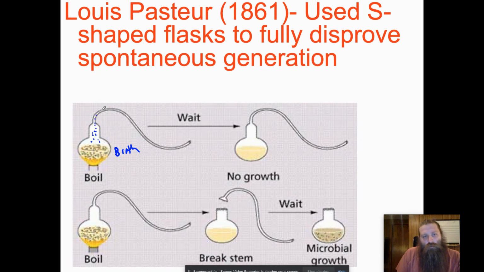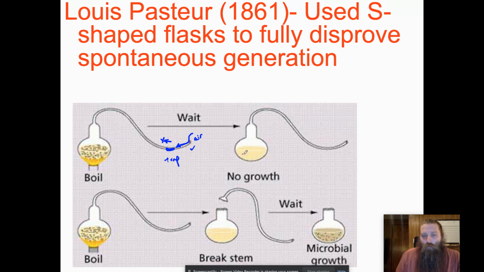Steam's going to come up in here. As the steam goes up, it's going to cool, and it forms a trap, right? So you get a puddle of this boiled broth right there, and that acts as a stopper. Nothing can go past that. So air and any of the microbes in the air can go in, and that's okay, but they can't go past it. They get stuck in this trap. And so he waits and he waits and he waits. And he uses a big lens to look in here, and there's nothing.